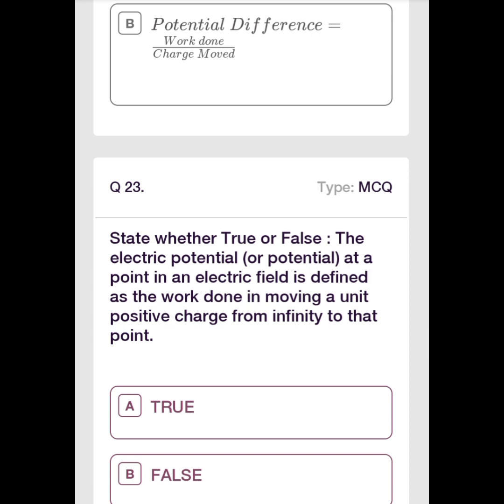Next question. State whether true or false. The electric potential at a point in an electric field is defined as the work done in moving a unit positive charge from infinity to that point. Yes, just in the previous question we discussed what electric potential is. Yes, this is the correct statement. So therefore it is true.